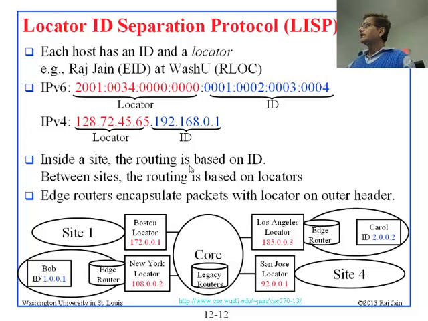Now, when a packet has to be sent from here to there, these routers in the internet don't know anything about 2002. They have never seen an address like that, or 1001. So those addresses cannot be seen by these legacy routers. The core routers are legacy. They are the old routers. They don't understand LISP.